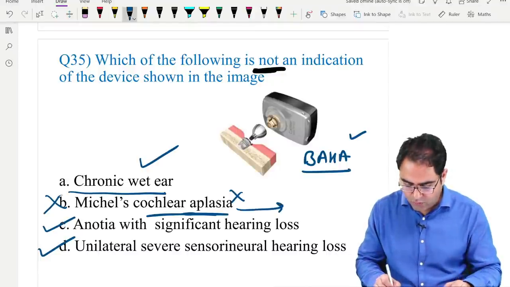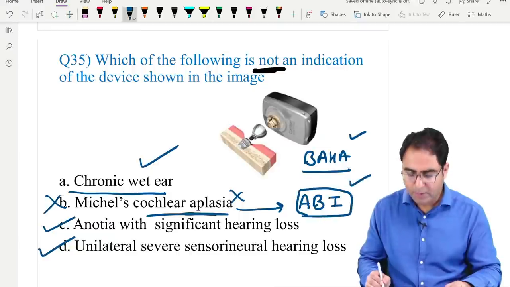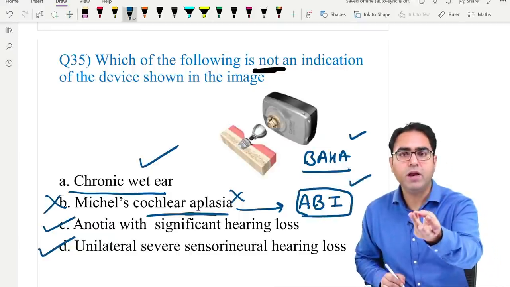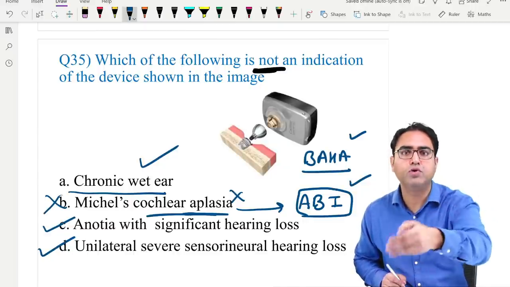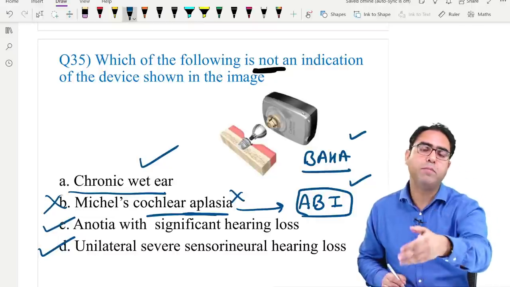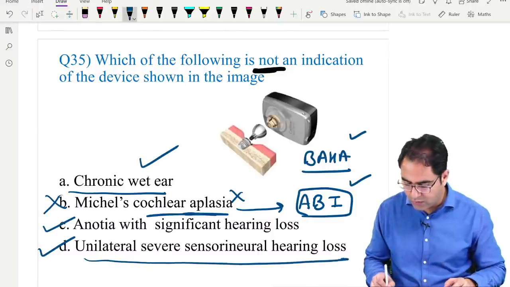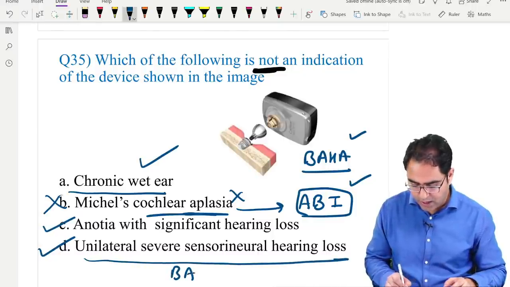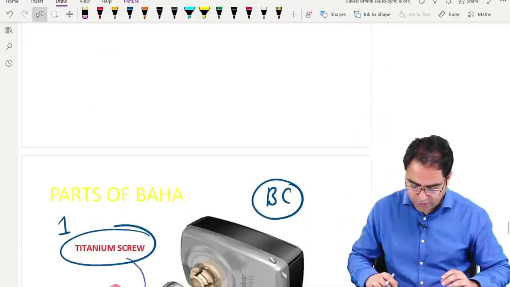This case will go for auditory brainstem implant, ABI. Because cochlea is not there, you cannot put cochlear implant. BAHA you cannot put because BAHA stimulates cochlea directly through bone conduction. The only option left is to go to the brain and you put the brainstem implant in this case. Otherwise, all of the unilateral severe SNHL is also an indication of the BAHA. Okay, fine. Now, let's go further.